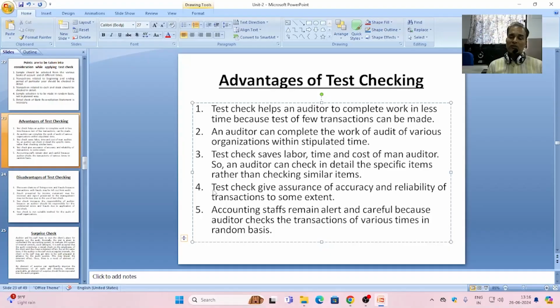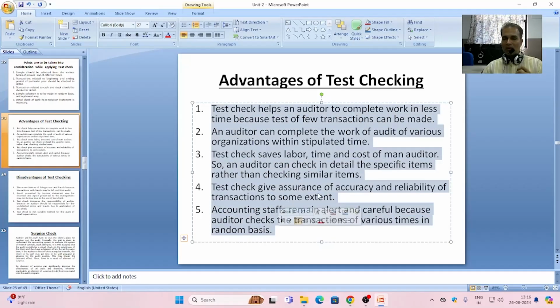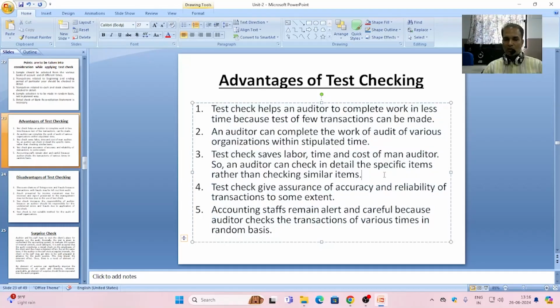Test checking assures the accuracy and reliability of transactions to some extent, not fully, but up to a maximum level of accuracy and reliability provided by test checking. Next, accounting staff remain alert and careful because the auditor checks the transactions of various times on a random basis. So it will also provide a moral check on the employees of the client firm. So for all these advantages, the auditor uses test checking in his audit technique.